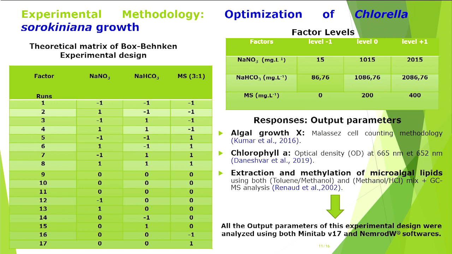To optimize the Chlorella sorokiniana growth, we used the matrix of Box-Behnken experimental design. We tested 3 factors, especially to optimize the carbon to nitrogen ratio. We used nitrate, carbonate, and mineral solution. We used 3 levels to optimize this growth by assessing the biomass growth, the chlorophyll a, and the lipids.